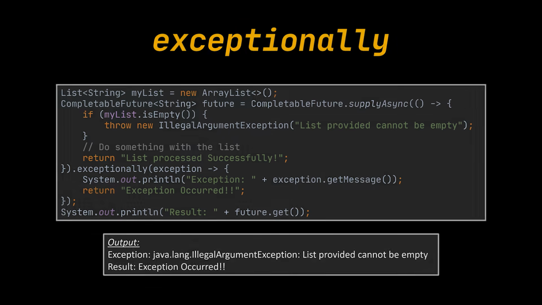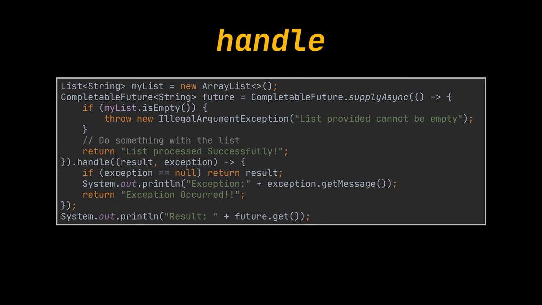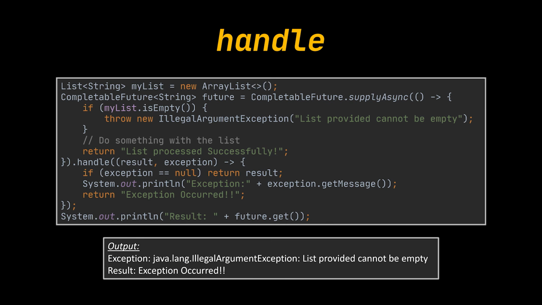The API also provides a more generic method, the handle method, to recover from exceptions. It is called whether or not an exception occurs. If an exception occurs in this example, then the result argument will be null. Otherwise, the exception argument will be null.